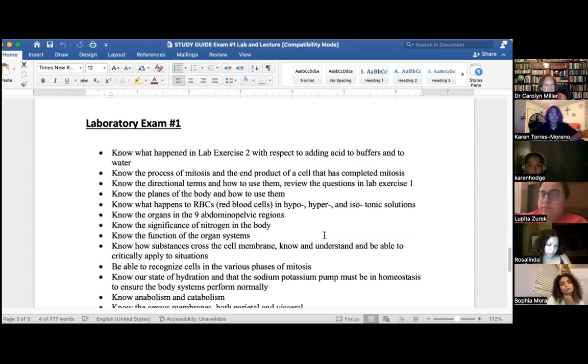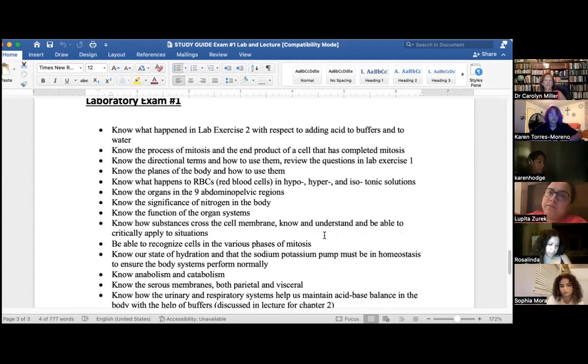For the lab exam, what happened in lab exercise 2 with respect to adding acid to buffers and to water? Just read the question. Sometimes, and we're human, I do it too, we'll read the question knowing what the answer is, but you have to force yourself to slow down and read the question as written. When we added acid to water, the pH drastically decreased. When we added acid to the buffer, the pH slightly decreased. Also, CO2 was liberated when we added the acid to the buffer.